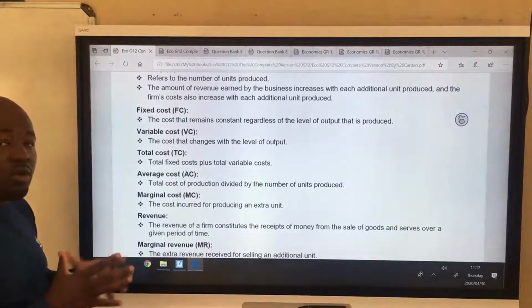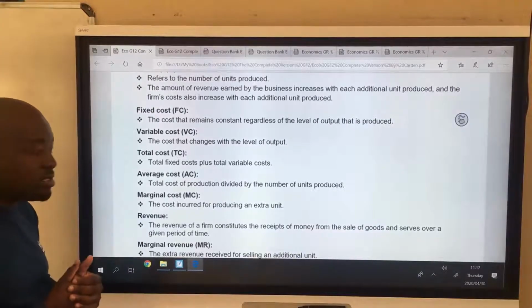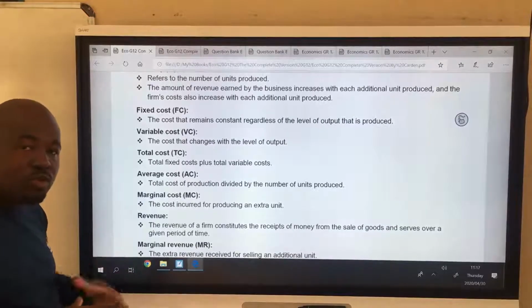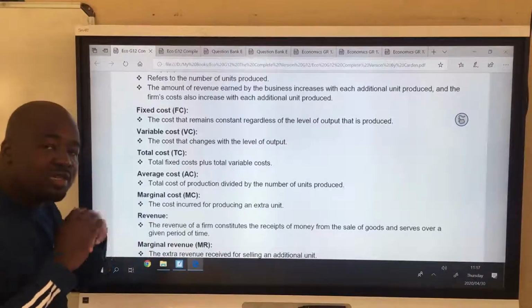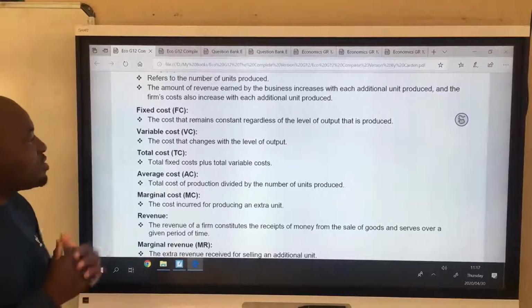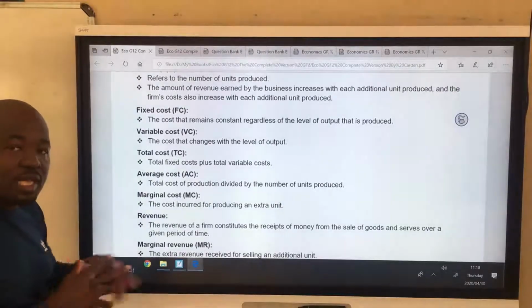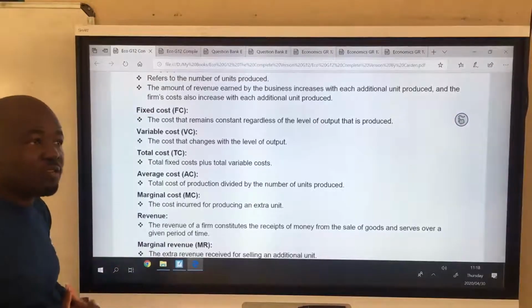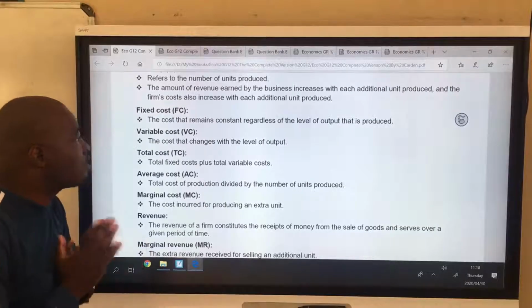Variable cost is the cost that changes as output increases or decreases. We use more petrol when we drive more, something like that. And when we don't drive, we use 0. But with fixed cost, if you are renting a car, let's say for the Uber business, and the owner of the car wants 2,000 Rand a week, that 2,000 Rand is your fixed cost.